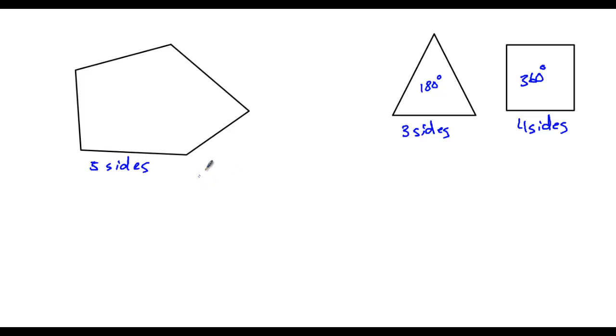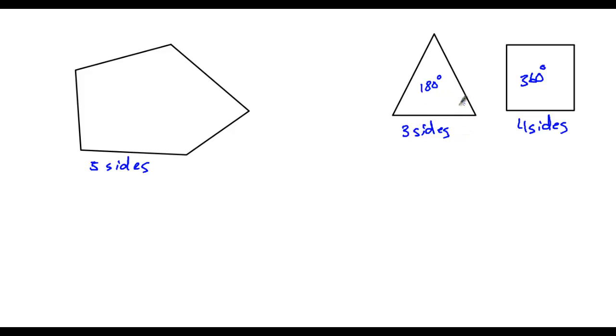how can we figure out what all of these angles add up to? Is there some kind of pattern that we can follow to figure out the sum of the interior angles of any polygon? It shouldn't matter how many sides it has if we can figure out this pattern. So give it a look for a second, see if you can come up with a pattern.